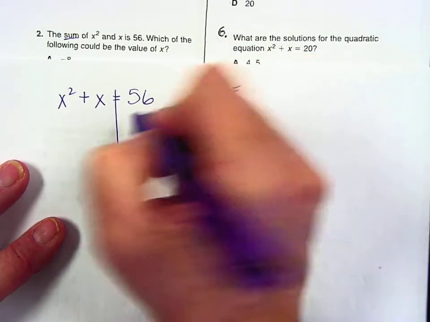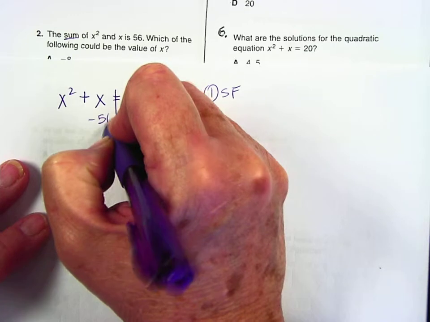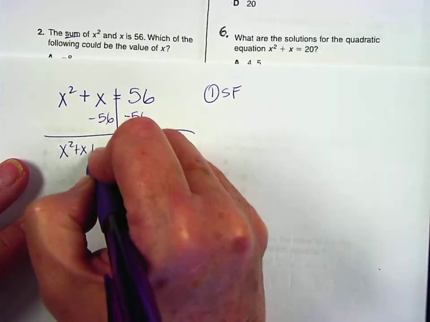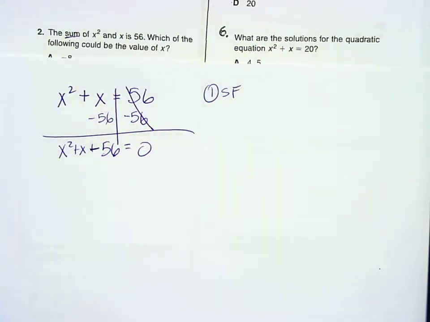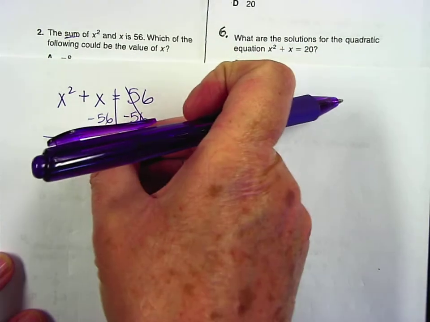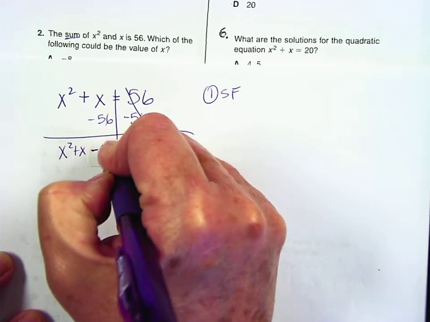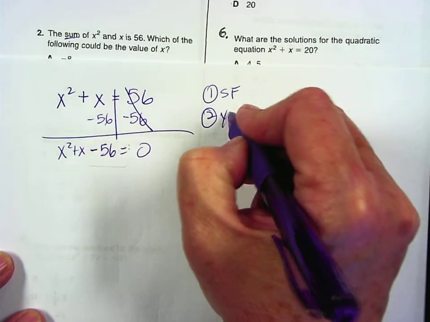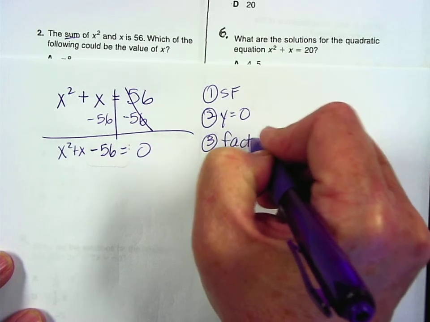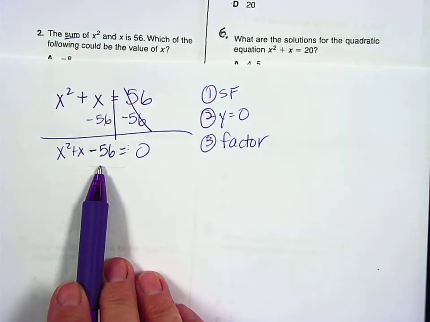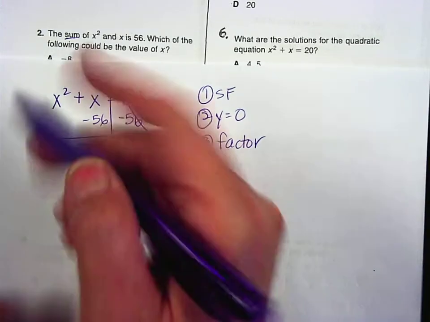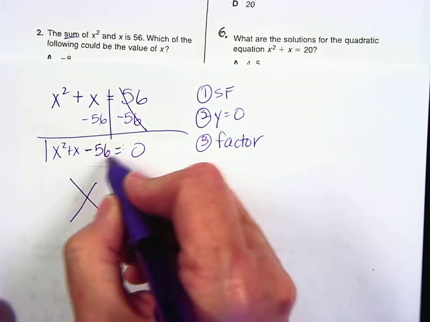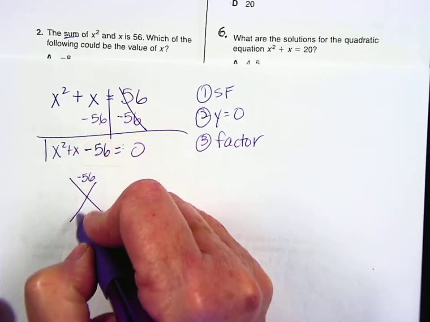So I'm going to subtract 56 from both sides, and I'm going to get x squared plus x minus 56 equals 0. So I have the added bonus of having it in standard form, and my y term is equal to 0. So that's step 1 and step 2. Step 3 is to factor. Well, I don't see a GCF. It's not a PST. It's not DOTS. The leading coefficient is 1, so I'm going to use plain old x-man. A times c is negative 56, and b is 1.